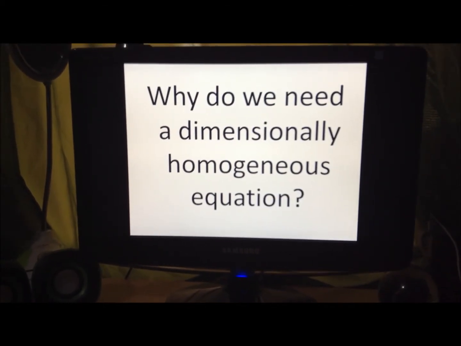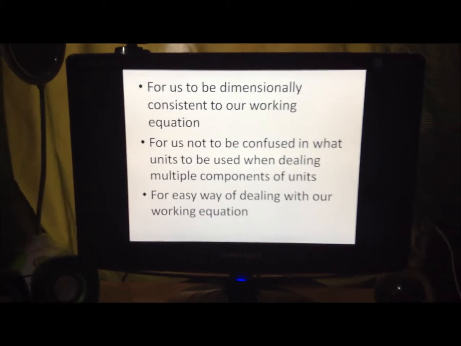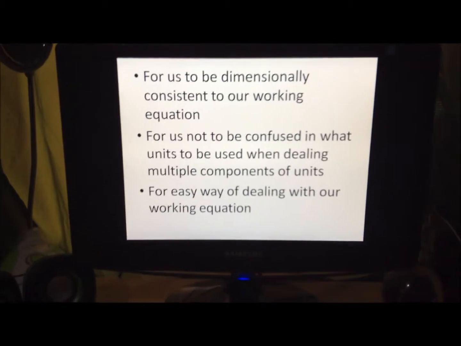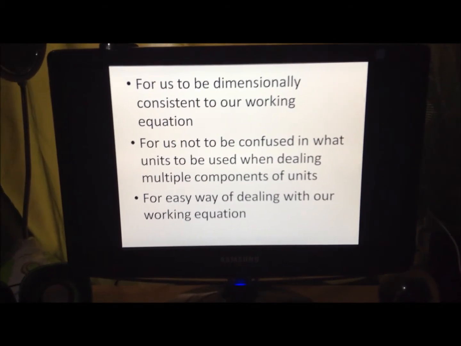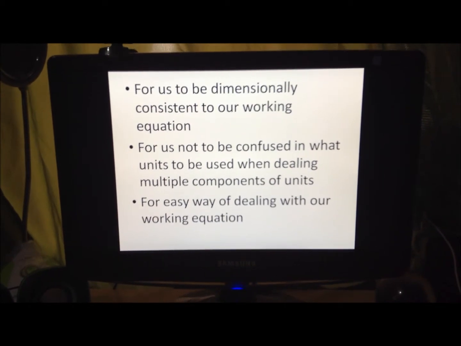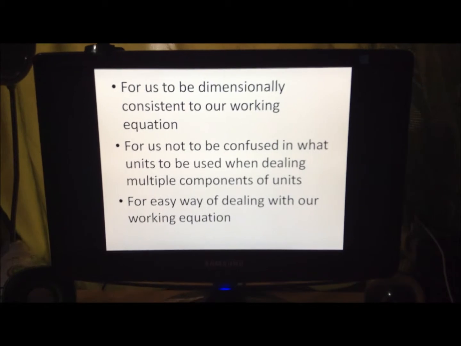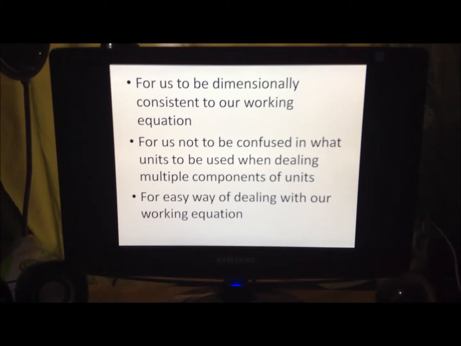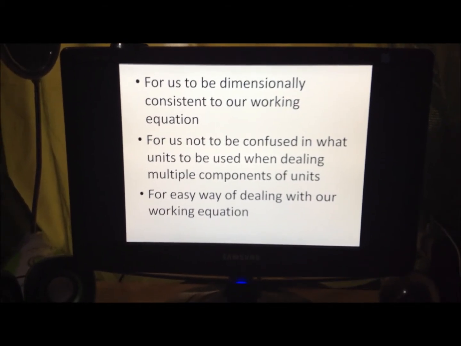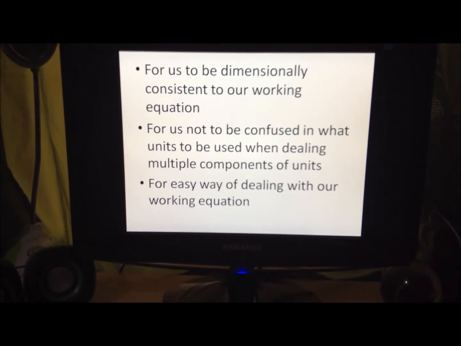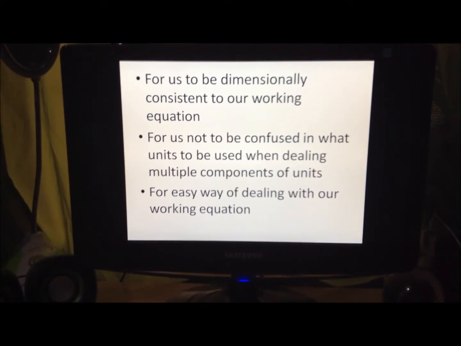So why do we need a dimensionally homogeneous equation? This is the reason for us to be dimensionally consistent in our working equation. Another is for us not to be confused about what units to use when dealing with multiple components of units, and for us to have an easy way of dealing with our working equation.